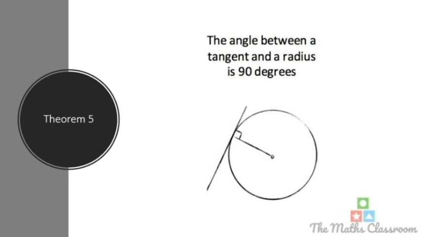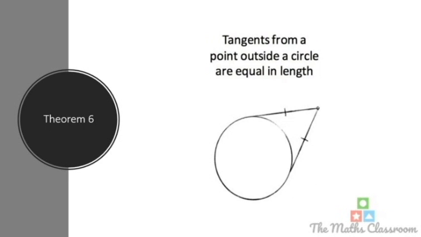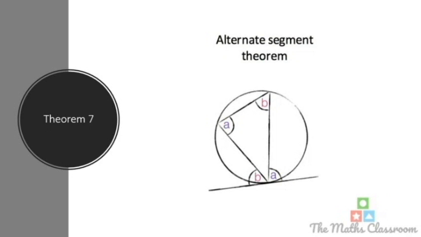Theorem 5 says that the angle between a tangent and a radius is 90 degrees. Theorem 6 also involves tangents. It states that tangents which meet at the same point are equal in length. This point is outside of the circle.